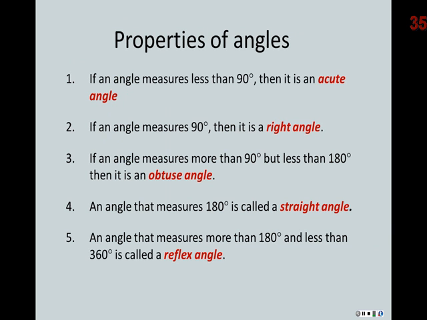So these are the properties that we just went through real quick. If an angle measures less than 90 degrees, it's acute. If an angle measures 90 degrees, it's a right angle. If an angle measures more than 90 degrees but less than 180, it is obtuse. If it measures 180 on the dot, it is called a straight angle. And if it measures more than 180 but less than 360, which is a circle, it is called a reflex angle. Okay, so that's just a summary of what we did with angles just a few minutes ago.